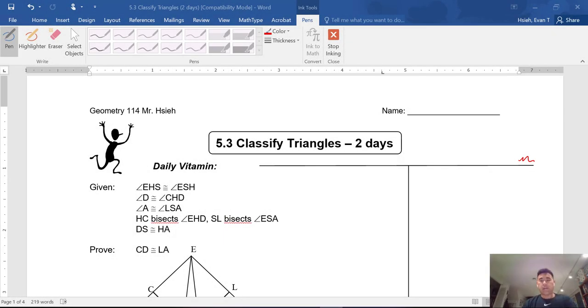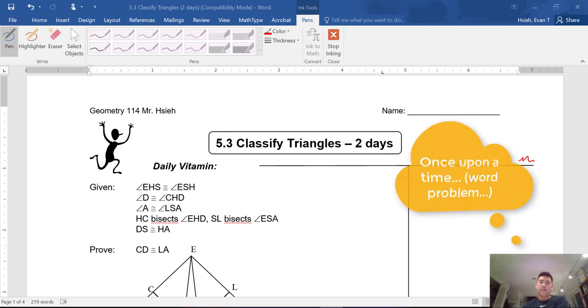Okay, the next section is section 5.3, classifying triangles. I'm going to introduce a bunch of different types of triangles, which you should already be familiar with. There's really not too many difficult problems in this section, but I'm going to save the one type of problem that is tough for the end of this video.